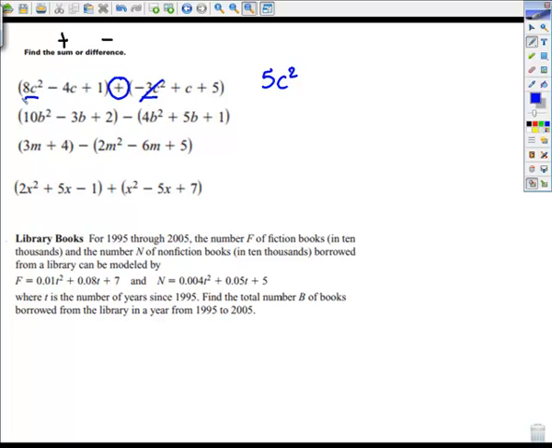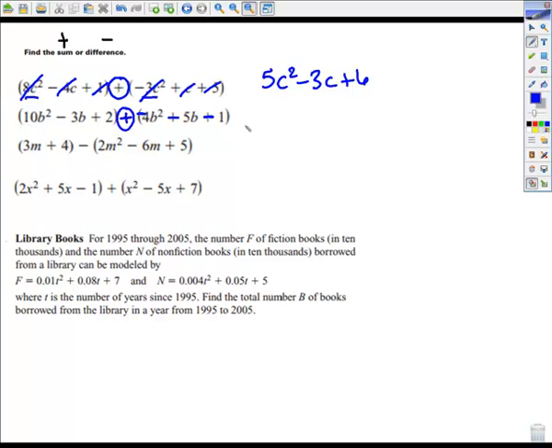A lot of times I cross off the terms I've used. Negative 4c plus c is negative 3c, so I write it down as subtract 3c, and 1 plus 5 is 6, and we're done. If it's subtraction between the polynomials, you must take the opposite of every term in the polynomial that's being subtracted and then turn around and add it. So now it's just like the top one.